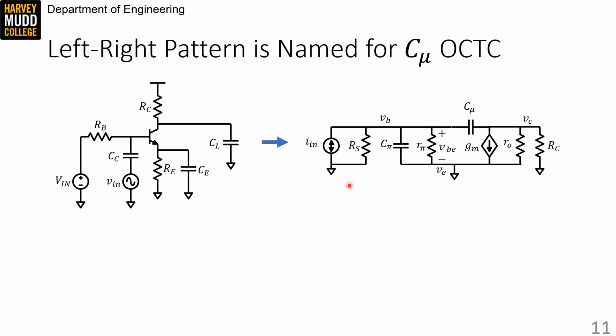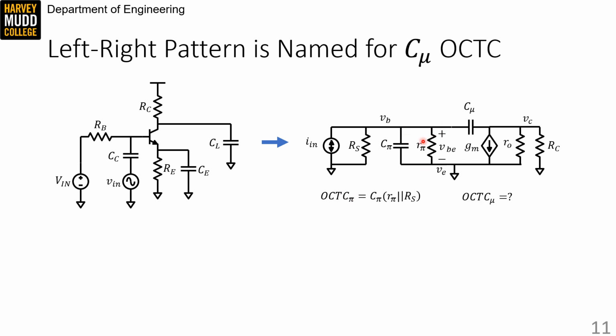We can find the open circuit time constant for C pi pretty easily. One side of C pi is grounded, and if we open up C mu, then C pi will only see R pi and Rs in parallel to ground. And again, because C mu is open, we don't have to consider anything that's going on over here. There's just ground on one side, two resistors attached to the other.